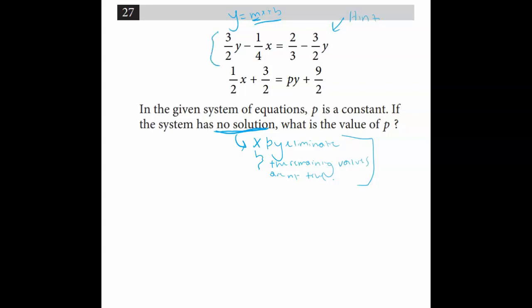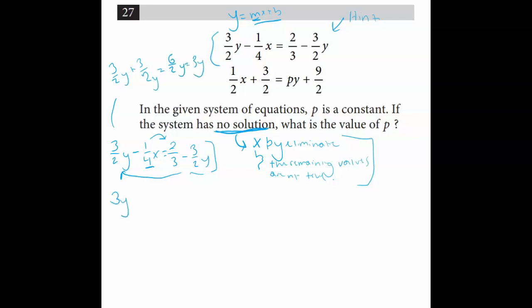And so let's take this first equation, let's bring it down, and I want it in the y equals mx plus b form. So I get 3/2 y minus 1/4 x equals 2/3 minus 3/2 y. So what I want to do is get rid of this y. I want to move it over to that side, and I want to move this x over to that side. And so to do that, I need to take this -3/2 y and just add it to the other side. So I get 3/2 y plus 3/2 y, and that equals 6/2 y, which equals 3y.